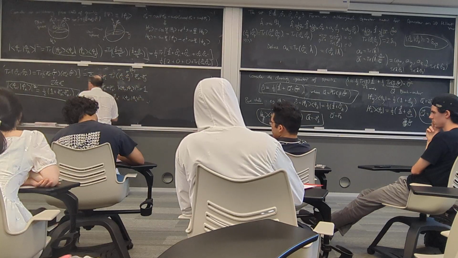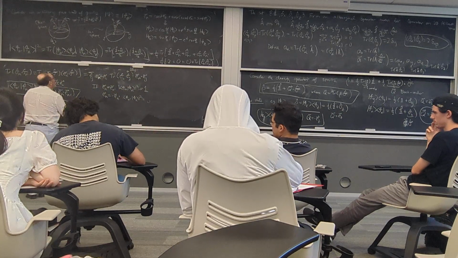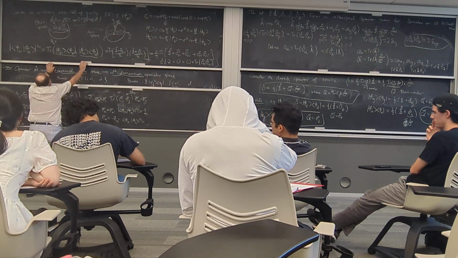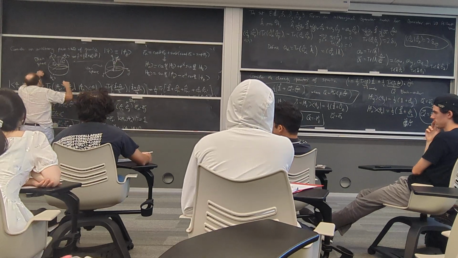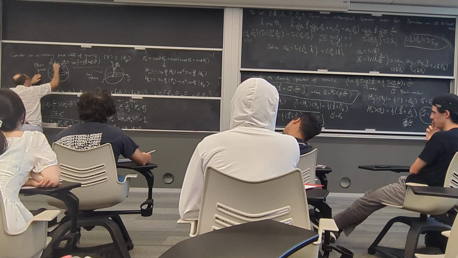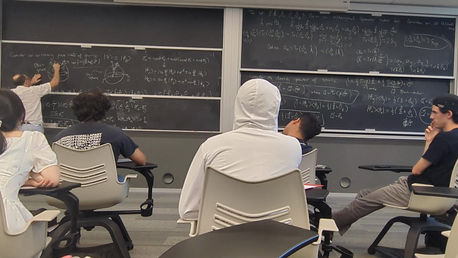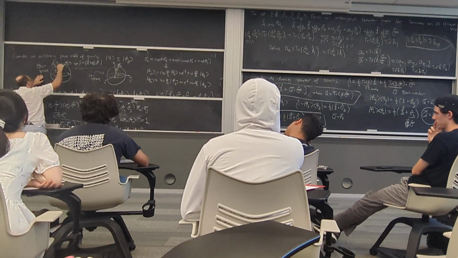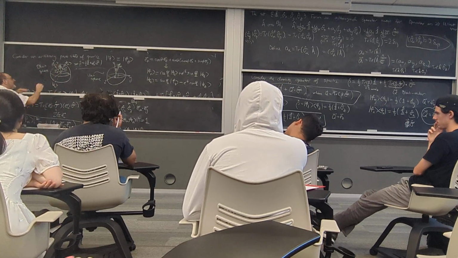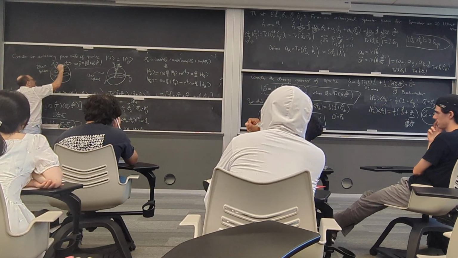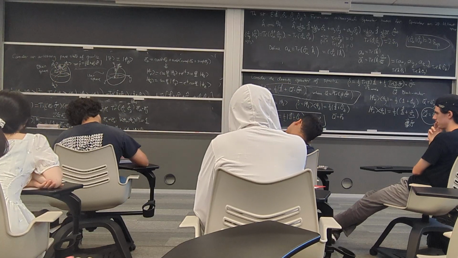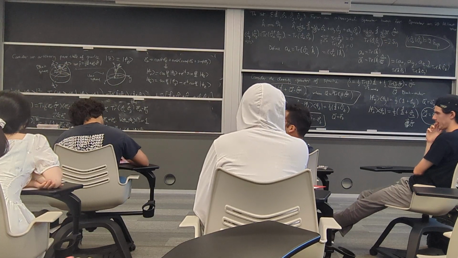And more generally, if I think about these two vectors, the vectors on the sphere, there's some angle between them. I'll call it capital theta.